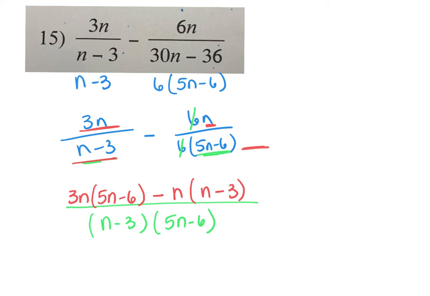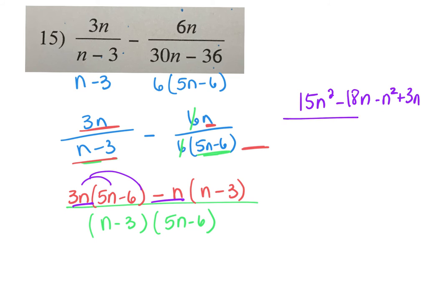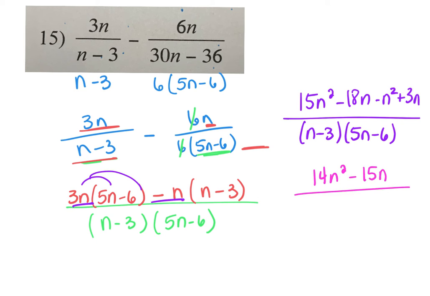And so I'm going to distribute the 3n through. So I get 15n squared minus 18n. Distribute negative n through: minus n squared plus 3n, and it's over that denominator. Leave the denominator alone at this point. All right, final answer is going to be that simplified. 15 minus 1 is 14n squared. Negative 18 plus 3 is negative 15n. Leave your denominator alone.